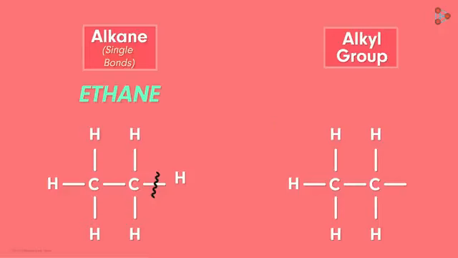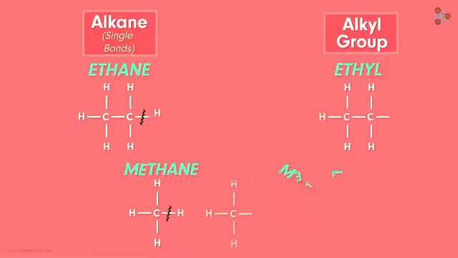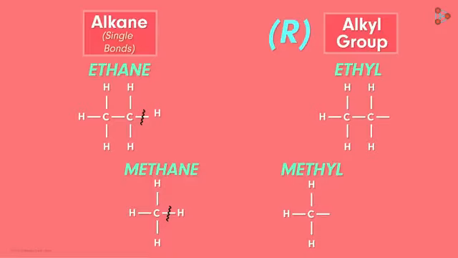It is just derived from an alkane by removing one of its hydrogen atoms. That's all. Here it's derived from ethane. Hence it's called an ethyl group. Similarly, if we remove one hydrogen atom from methane, it will be called a methyl group. Alkyl groups are usually represented with the letter R written in uppercase. This was a general overview of what alkyl groups are.